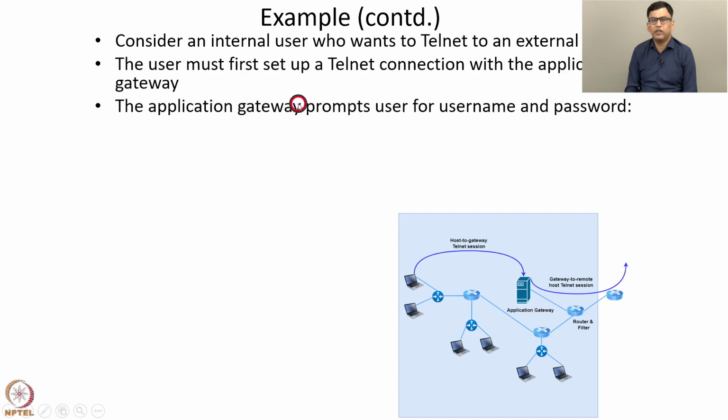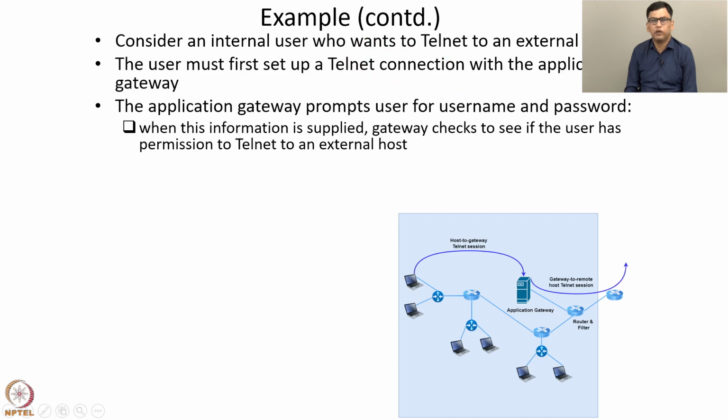The application gateway prompts the user for the username and password. Recall that only users from a restricted list of users should be allowed to telnet to a host outside the organization's network. So the application gateway prompts the user for the username and password. When this information is supplied, the gateway checks to see if the user has permission to telnet to an external host. So once the user provides the username and password, the identity of the user can be checked by the gateway, and the gateway can verify whether the user has permission to telnet to an external host.